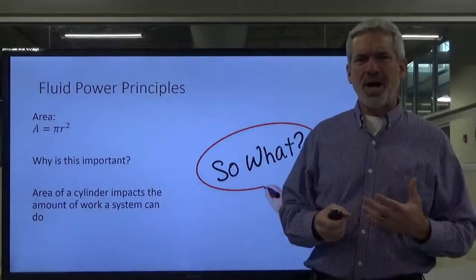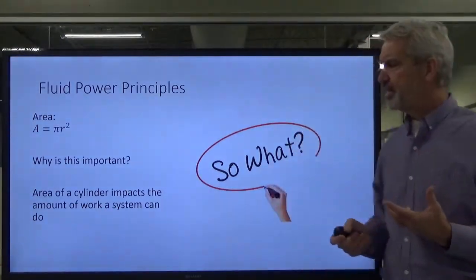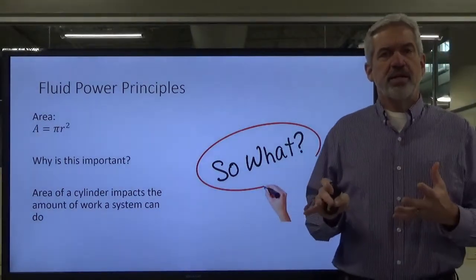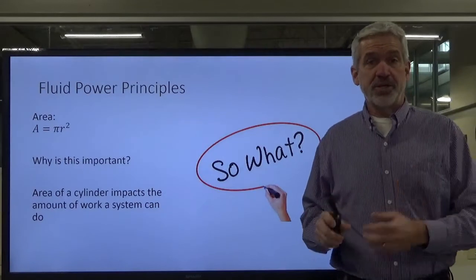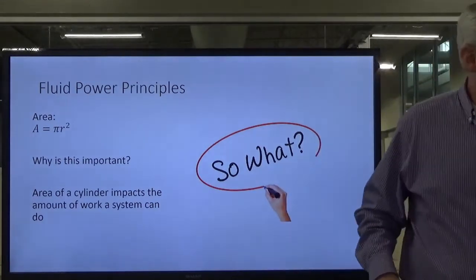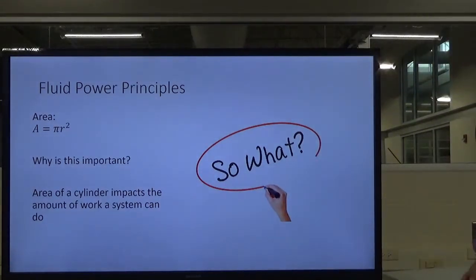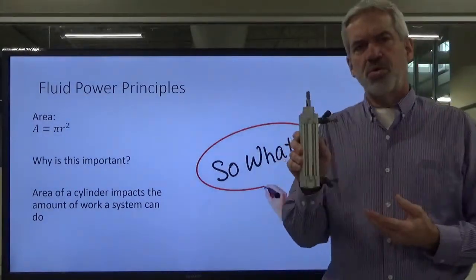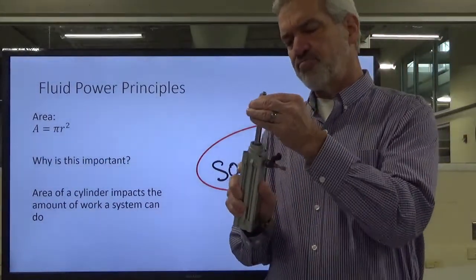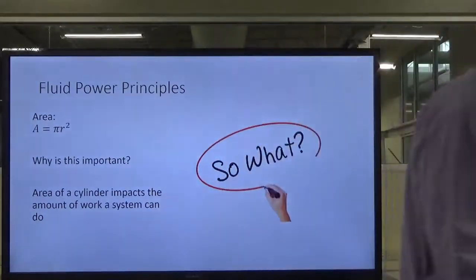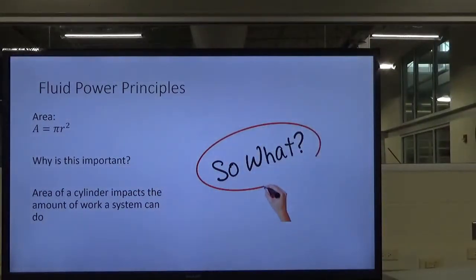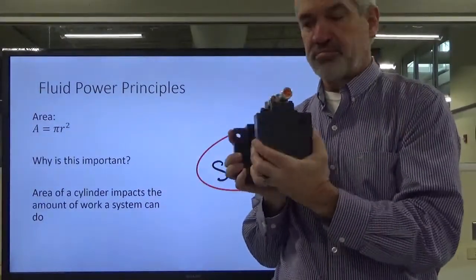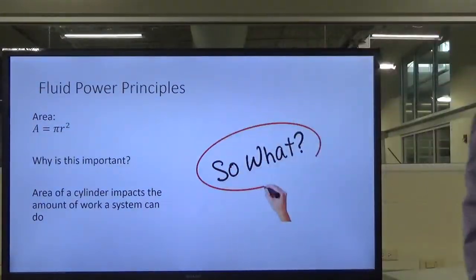All right, so why is all this important? I'll give you an example. The area of the cylinder impacts how much work we can do. So we had a car example on a lift, and we want to be able to lift that car. Will this cylinder here do the job? I have no idea. Well, what about this one right here? Big old honking 4-inch cylinder. Will that do it? Well, I really don't know.